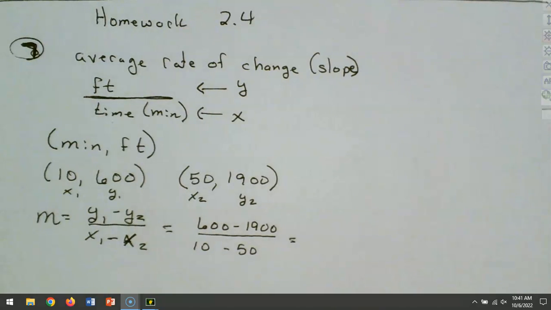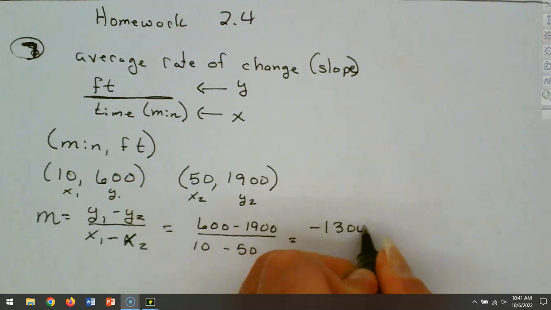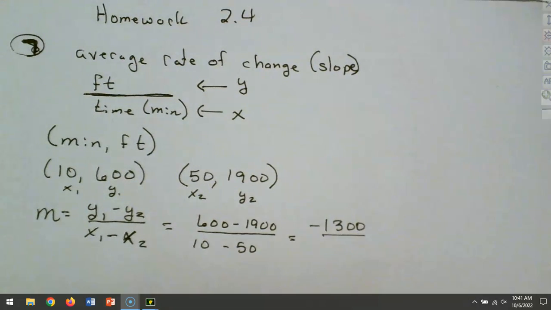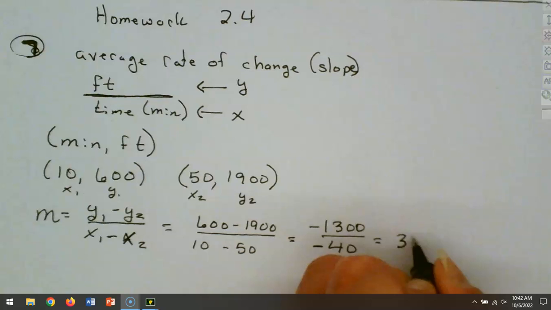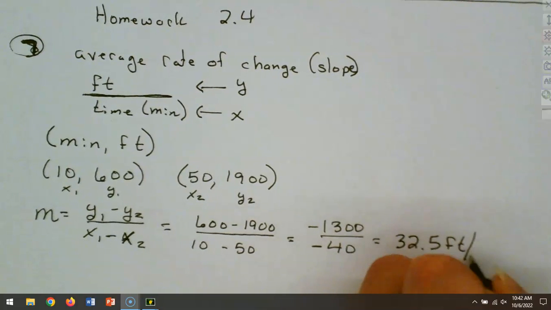And it says round it to 1 decimal place. So we're going to take this out to 1 place. So we've got 600 minus 1900. That should make it a minus 1300. And 10 minus 50 is minus 40. Divide those out. And that should be a negative down below, negative and negative makes it a positive 32.5, and that's going to be feet per minute.